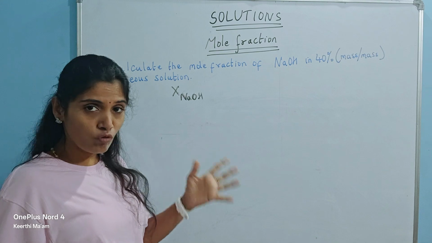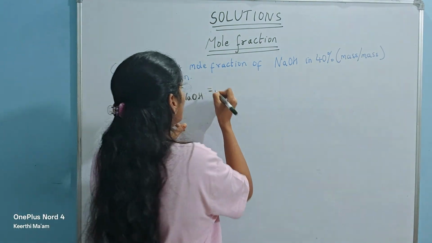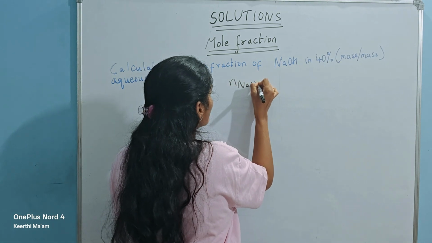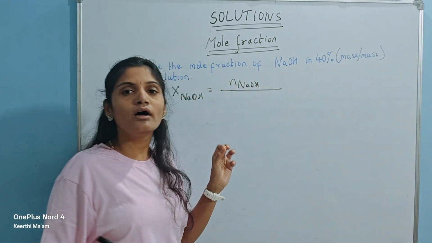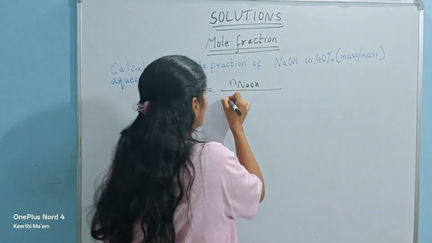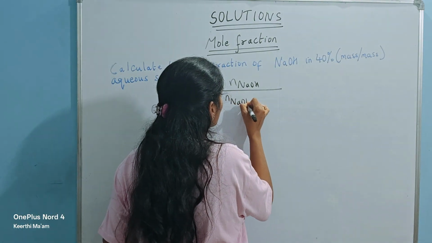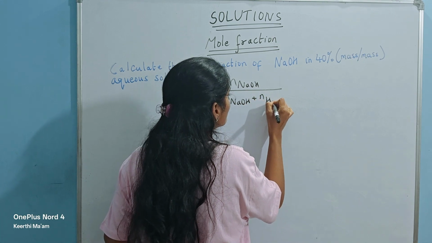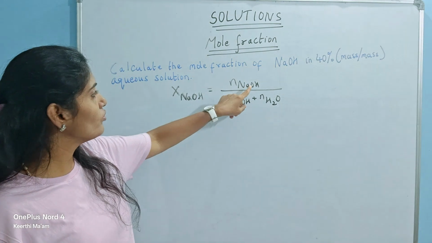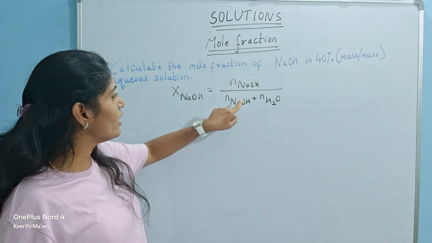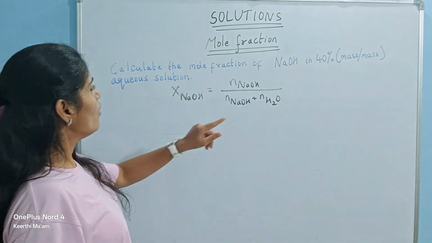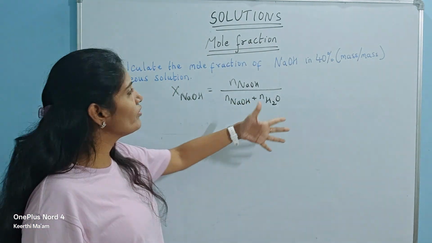So first let me write the formula for that. What do I need to calculate the mole fraction of NaOH? Number of moles of NaOH divided by the total number of moles of all the components present in the solution. So it will be equal to number of moles of NaOH divided by number of moles of NaOH plus number of moles of H2O. Now, do we have the number of moles given? No.